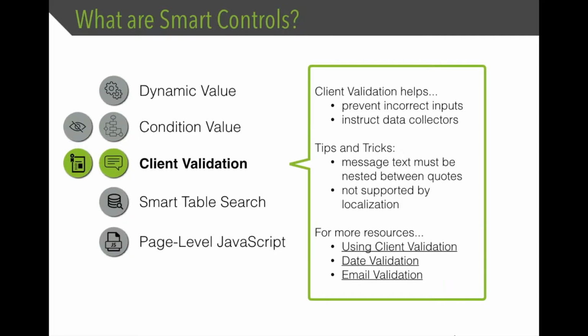The next smart control we offer is called client validation, and this is really a two-pronged smart control. The first portion of this smart control is going to be the actual validation mechanism, which is going to help you prevent improper inputs. So for example, if you want to enter a numeric value that cannot be negative, you can set the validation accordingly so that if the user enters a negative value, the form will not be able to be submitted.